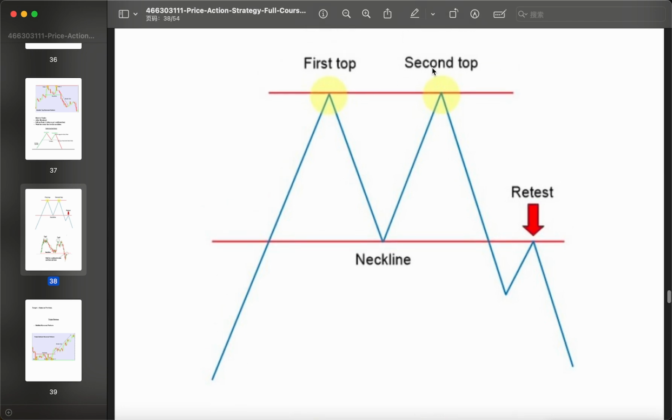So the first top, the second top, this is like two triangles. It's like an inverse of W, which is an M. It looks like the character M. And here you see the market go back and retest the neckline, and then it continues to drop.